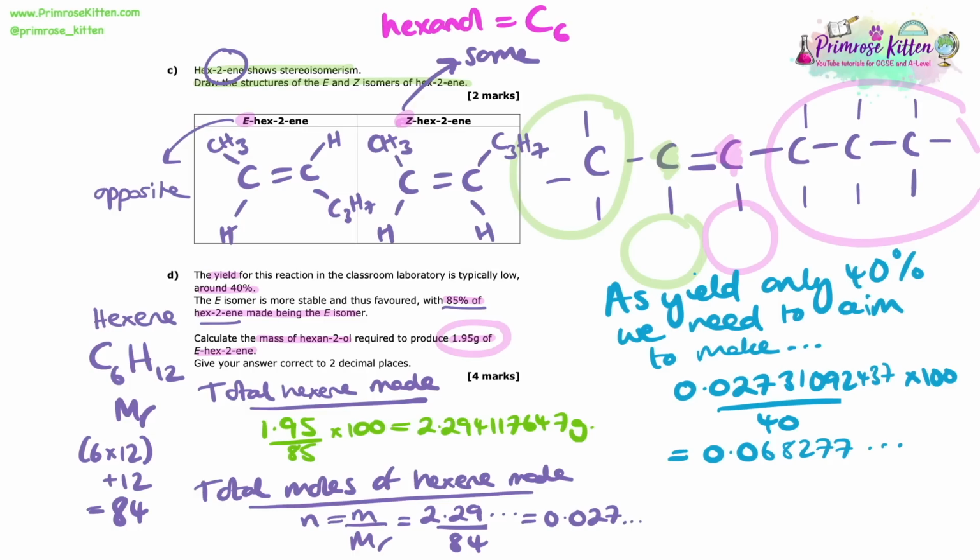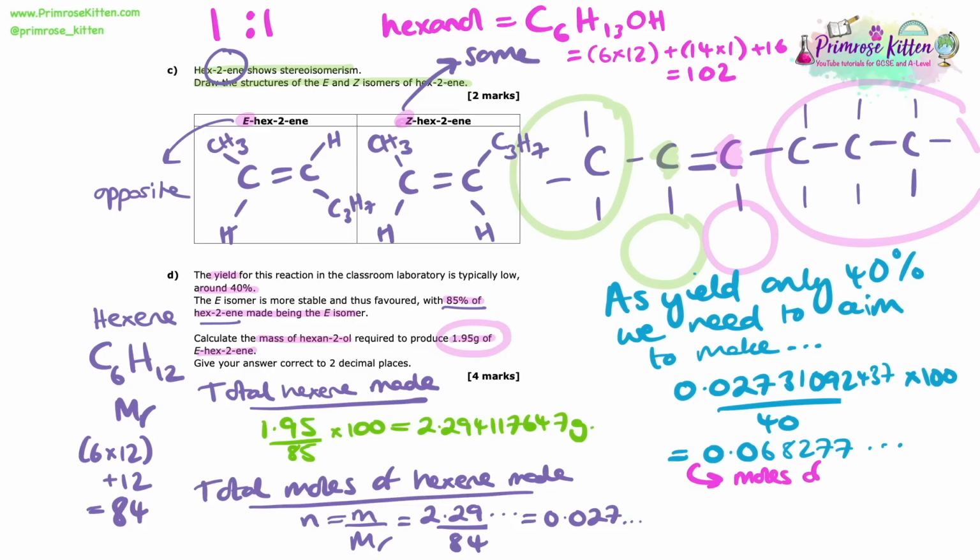Now, hexanol and hexene, if we look to an earlier page, the first page of this question, we know that it's a 1-to-1 ratio. So, if we know the moles of hexene, we can work out the moles of hexanol. It's exactly the same. Then if we use the fact that the Mr of hexanol, as you can see here, is equal to 102, we can work out the mass of hexanol that we're going to need to use to make this 1.95 grams of E-hexene.